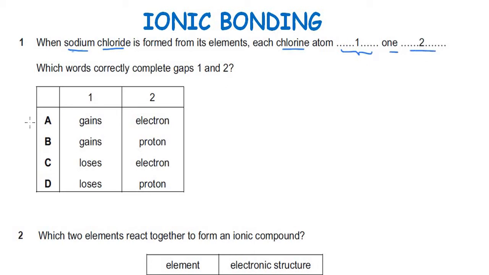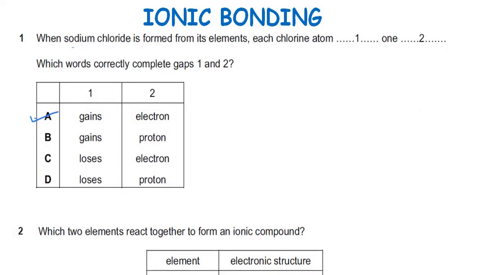So looking at the options A, B, C and D, loses gets cancelled on its own. So we are left with options A and B. Out of that, option 1 is gains, now look at option 2. It says electron or proton. Now obviously electrons are gained. So our correct option is A. So let's tick option A.